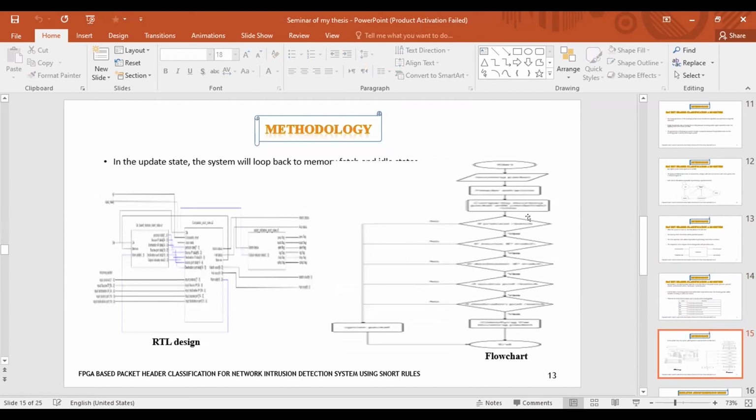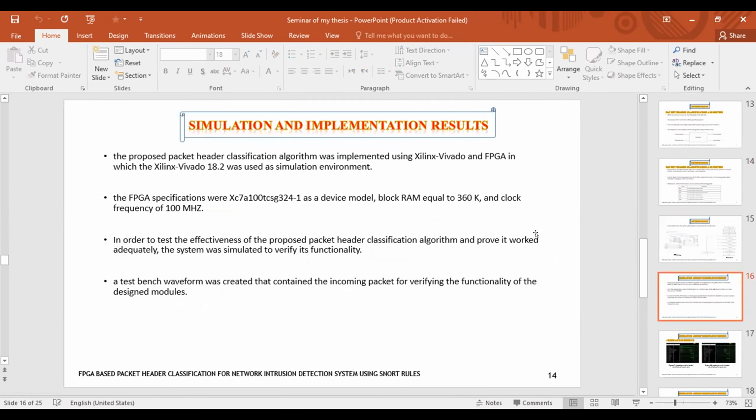Okay, maybe it is not clear. This is a flow chart about my work. I will skip it and go to the simulation and the implementation result. Okay, for the proposed bucket header classification algorithm, we implemented our work using Xilinx Vivado. This is a tool specialized for FPGA. On the FPGA specification, this is the type of FPGA. Block RAM equals this, this is the specification of the FPGA as well.